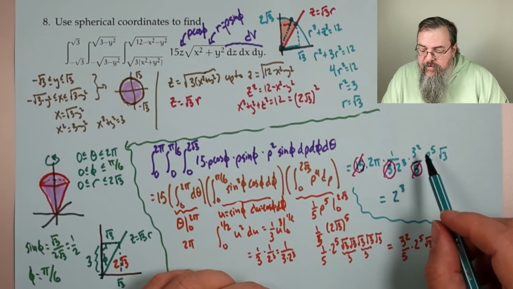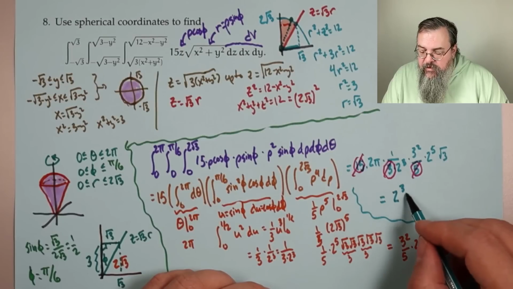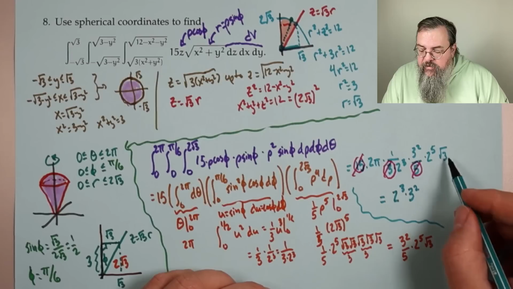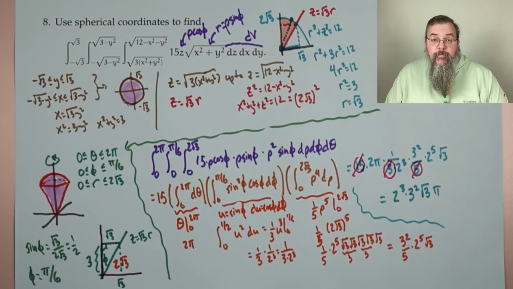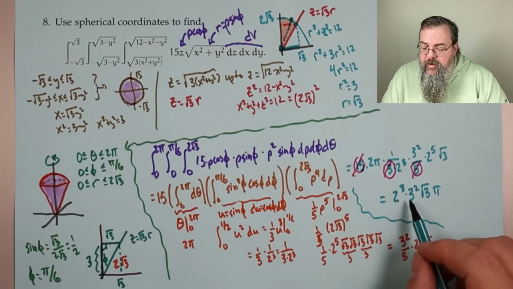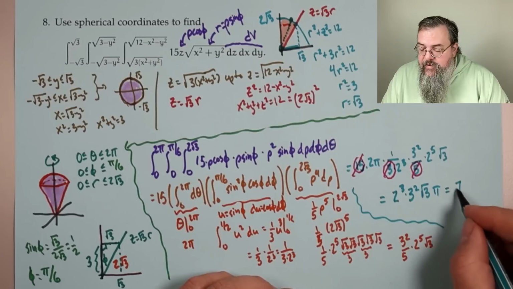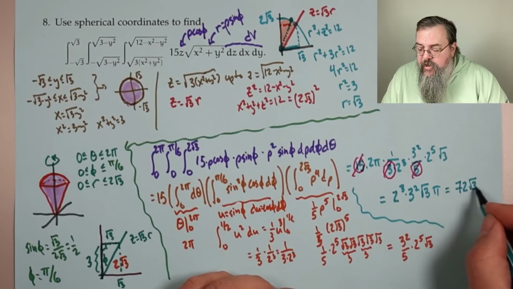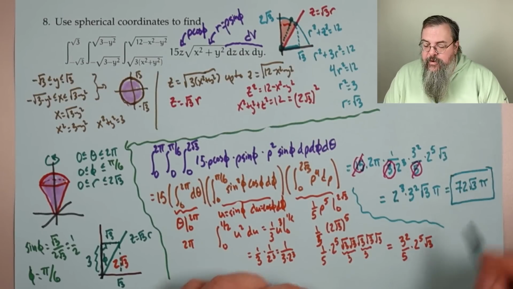And then we have a 3 squared. There's no more 3's for it to cancel with. 3 squared, a single root 3, and a pi. And, well, we can actually work that out. 2 cubed is 8. 3 squared is 9. 8 times 9 is 72. Root 3 times pi. And there we go.